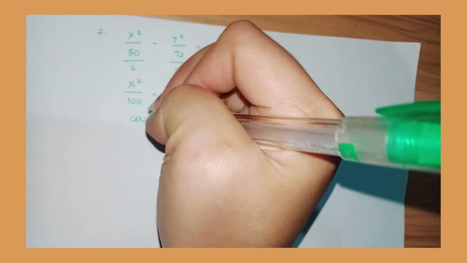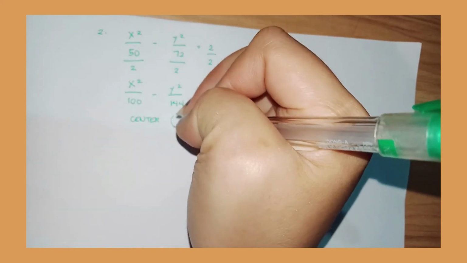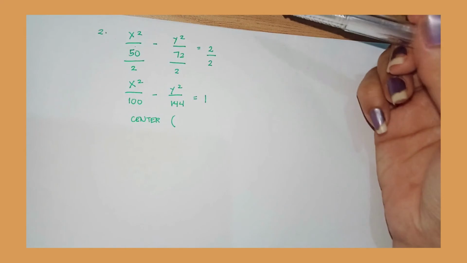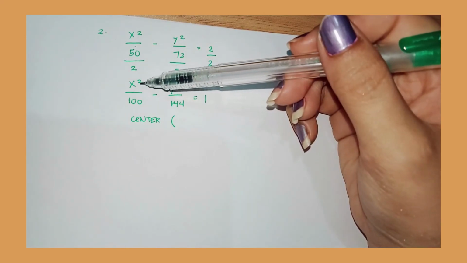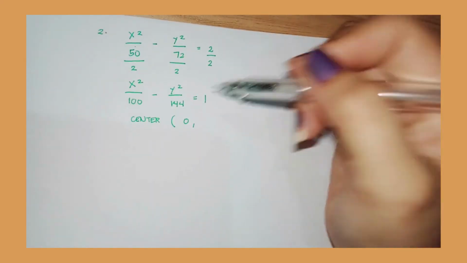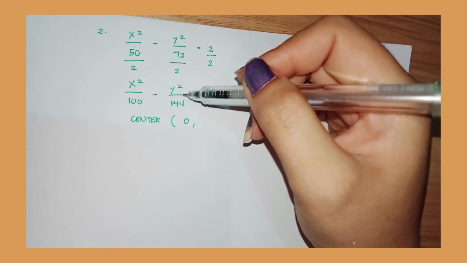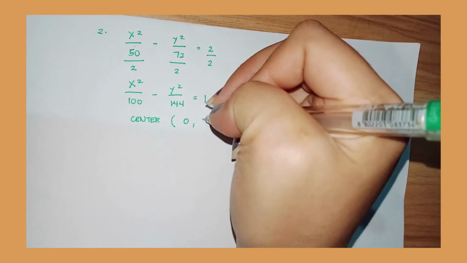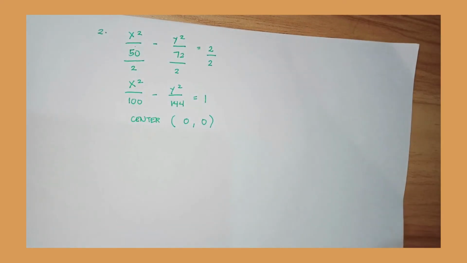Let's start with the center. Center, that is h and k. Yung h, yun yung kasama ni x squared. Wala namang kasama si x squared, kaya 0. Next, yung k, kasama ni y squared. Wala din siyang kasama. So, again, this is 0. The center is 0 and 0.